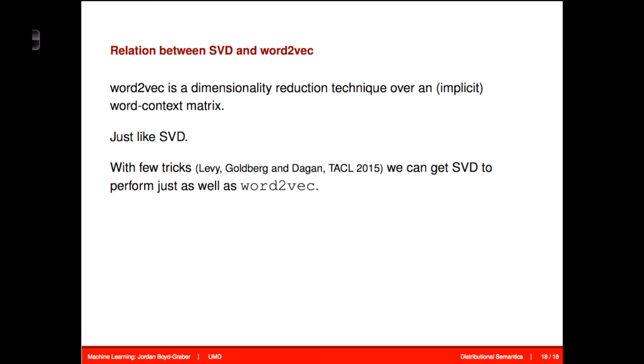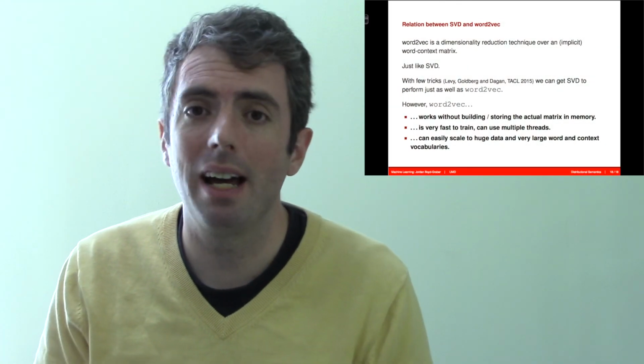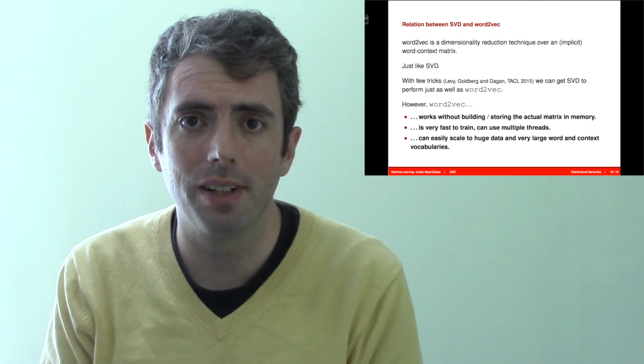And with a few tricks, you can get SVD to work almost as well as Word2Vec. So why are we using Word2Vec? The simple truth of it is that it's really fast compared to an SVD, and because it's online, you can just throw additional data at it very easily. It also scales if you have, say, a cluster of computers, you can distribute the computations very easily.